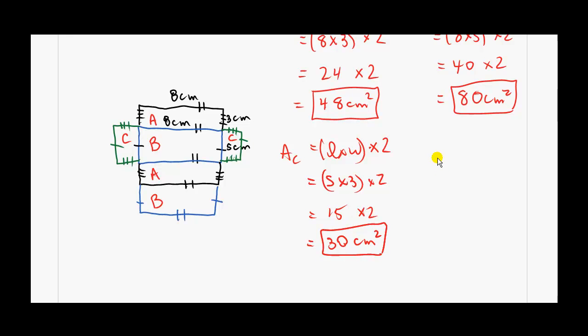Finally, we show the total by adding 48, 80, and 30 together. The total surface area of this object is 158 square centimeters.